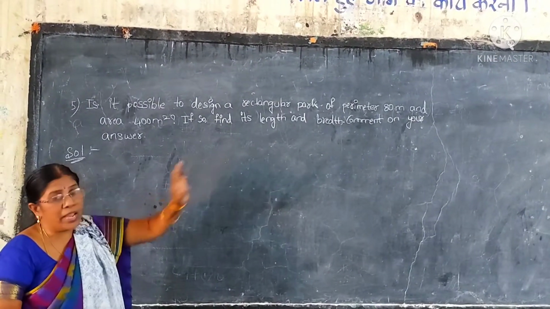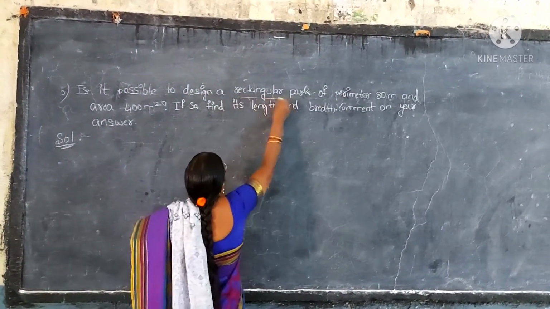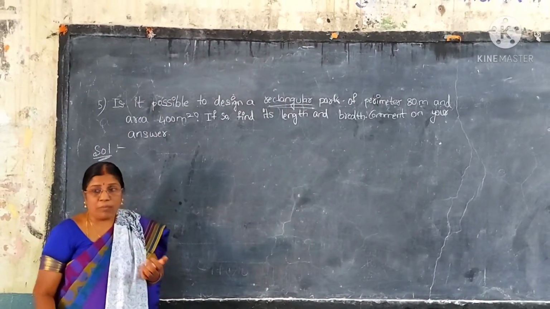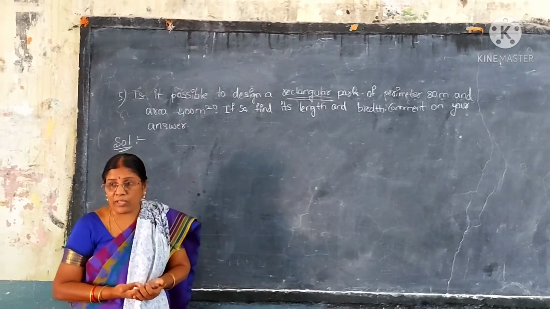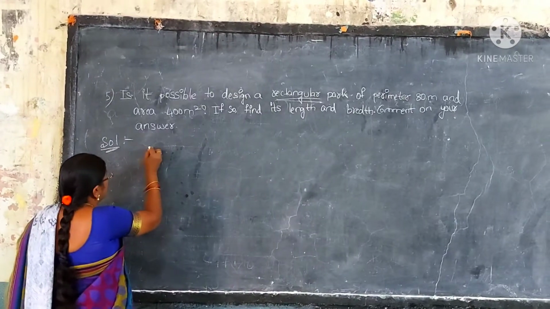Perimeter is 80 meters and he has given the shape of the park. It is a rectangular park. So, he has given the perimeter of the rectangle. What is the formula for the perimeter of a rectangle? 2 into (L plus B). So, let us start this.